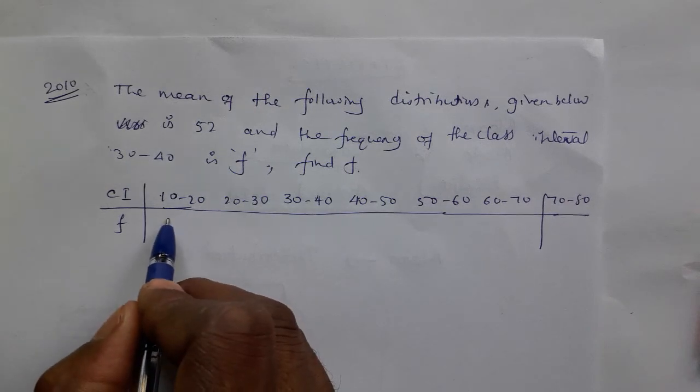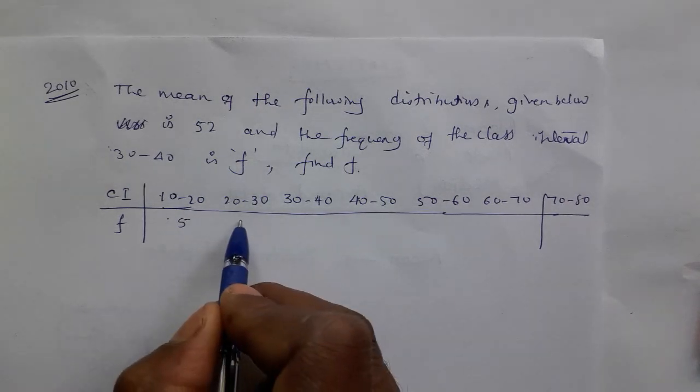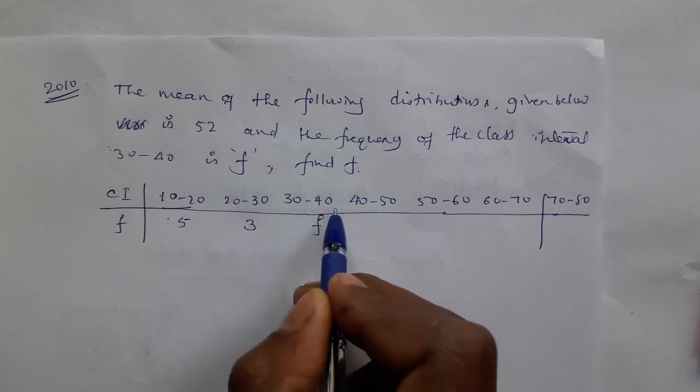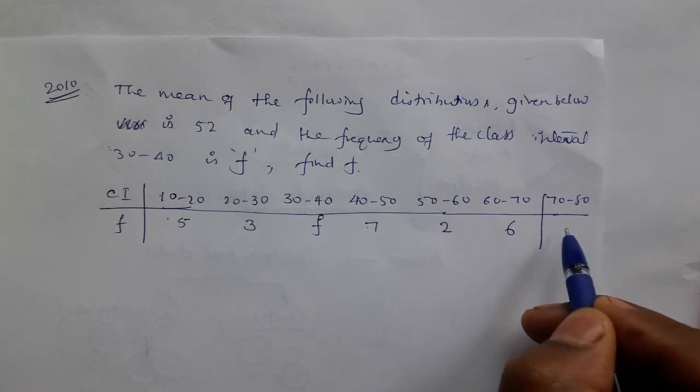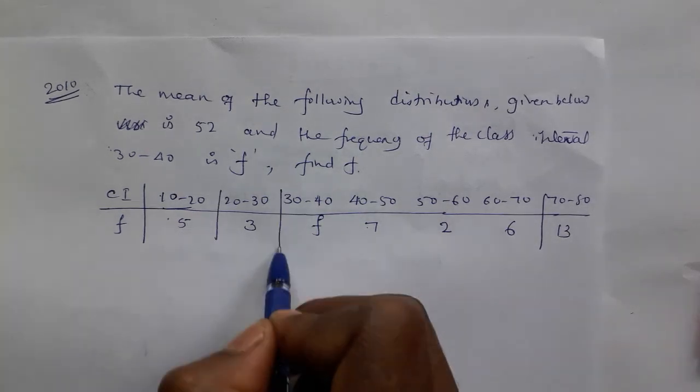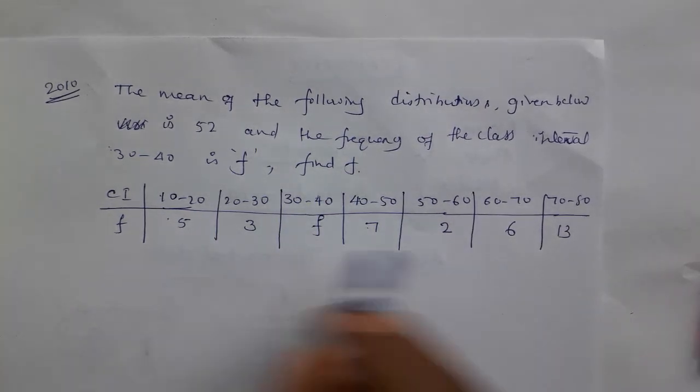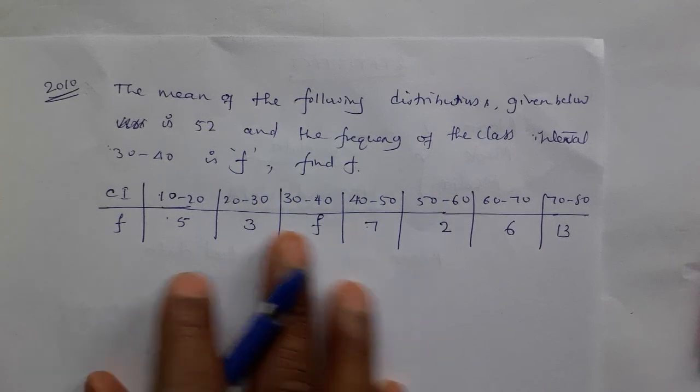Next, under the class interval 10 to 20, the frequency given is 5. Next, 3. For 30 to 40, the frequency is not given, f only. Then 7, 2, 6, and 13. So this is the question. These are all the given data.